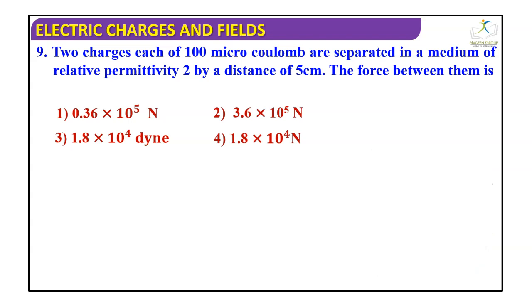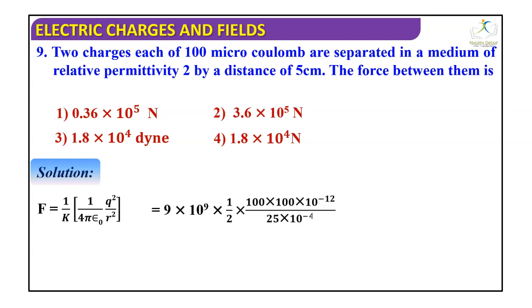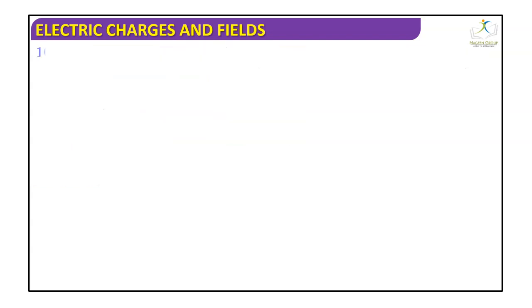I hope you did. So the solution of this question: F is equal to 1 by K, 1 by 4 pi epsilon naught, Q square by R square. Put the value of all these terms and we get the result, which is 1.8 × 10 to the power 4 Newton. According to that, the fourth option is the right answer. Hope you also get the same. We have a next question.